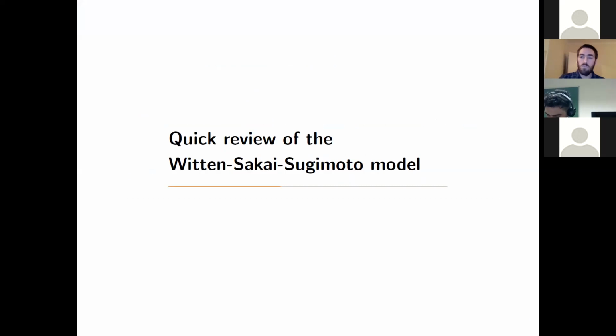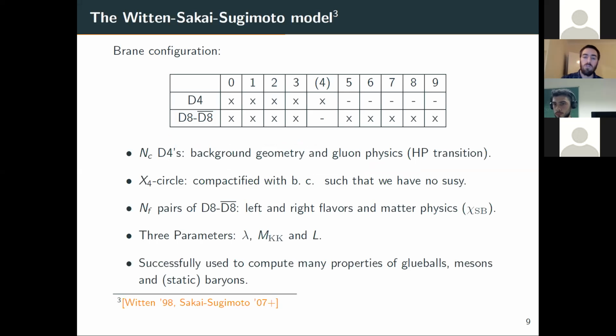So if there are no more questions now, then maybe I can start with a very quick review of the Witten-Sakai-Sugimoto model. This is a brane construction of the following type. I have D4 branes on these directions here. This is in type IIA.